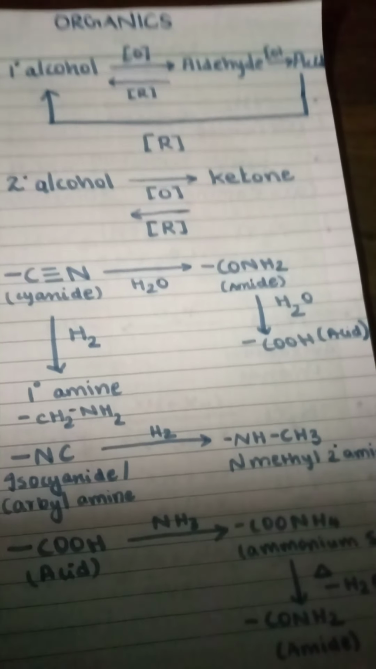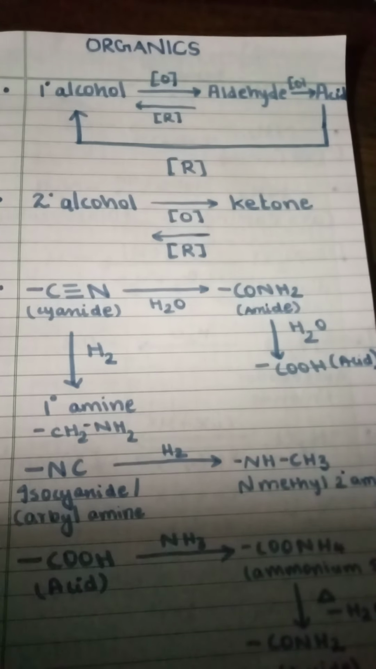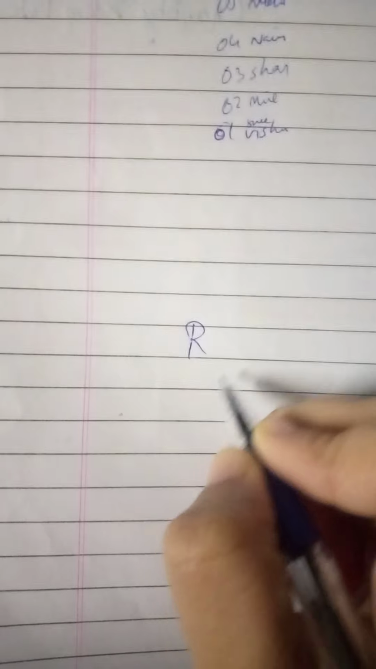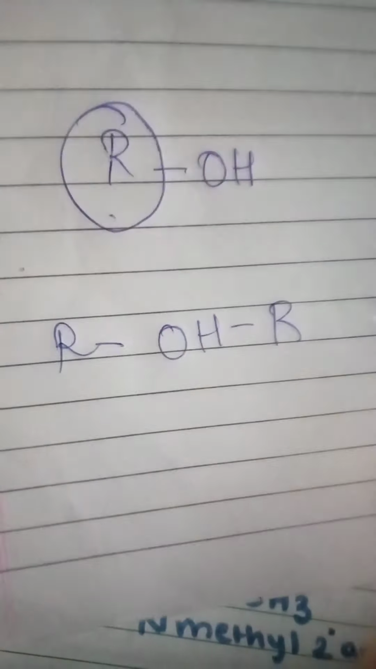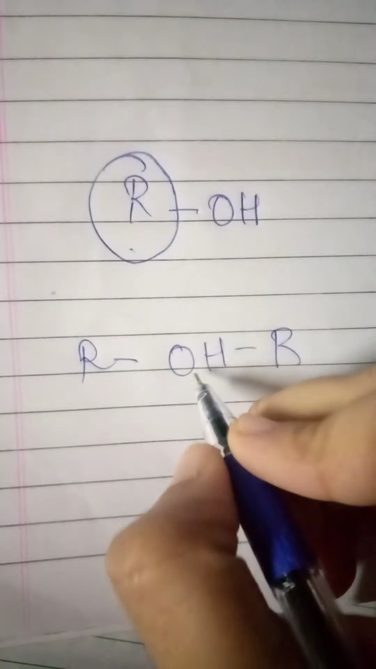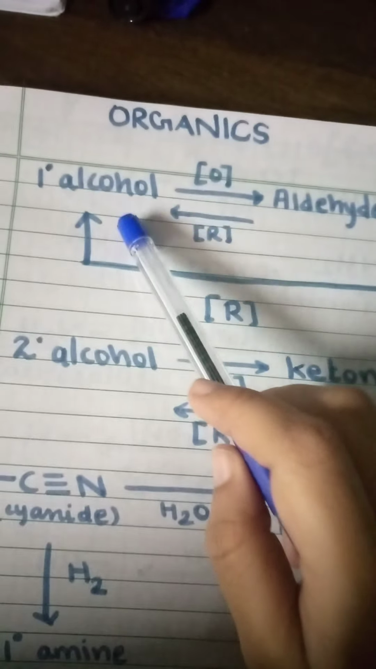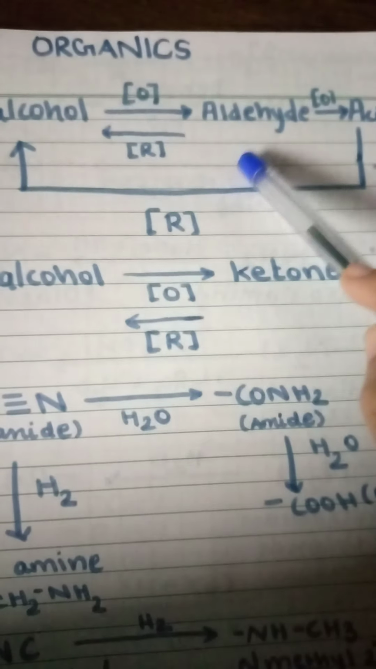OH group, right? So primary alcohol means OH group, and for example, ROH, okay? One R group can be an alkyl group or aryl group. This is called primary. If there are two R, two alkyl or aryl groups, we call it secondary, and if it is three, we call it tertiary. Simple, okay? So primary alcohol on oxidation will give me aldehyde.